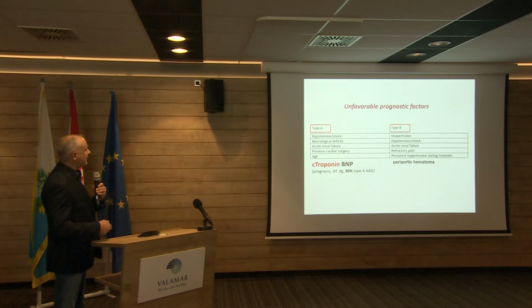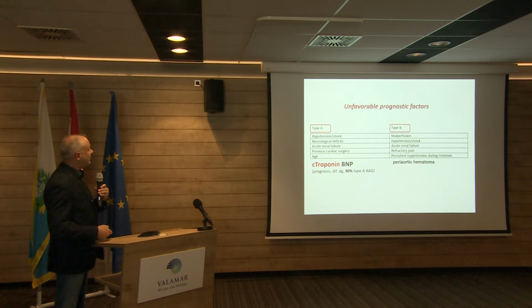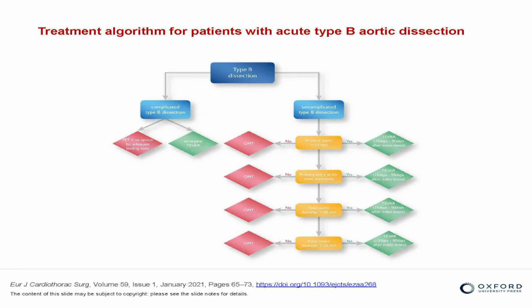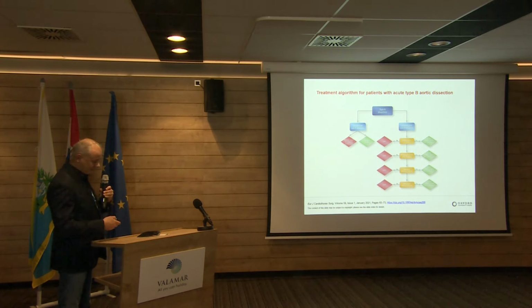Type A: hypotension shock, neurological deficits, acute renal failure. So always acute renal failure is a bad omen. Age, and always keep in mind in differential diagnosis, in prognosis, the cardiac biomarkers. So nowadays, the algorithm has changed a little bit. This is one of the position documents of the last year.